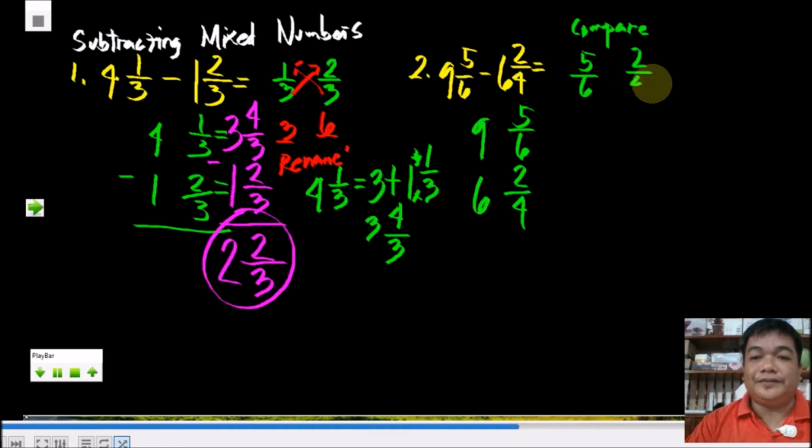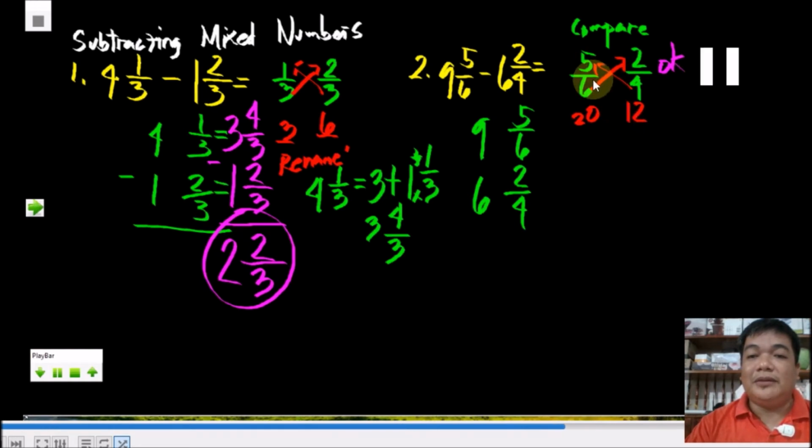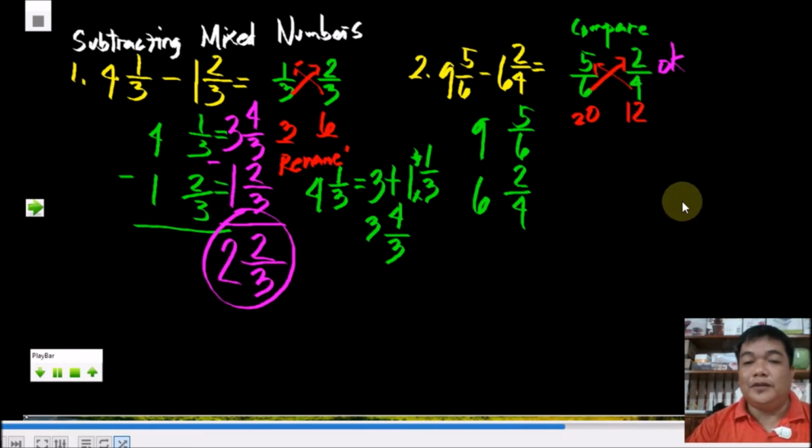4 times 5, that is 20. Then 6 times 2, that is 12. So we can see here that for 5/6 the product is 20, and for the second fraction the product is 12. So 20 is greater than 12. It means that 5/6 is greater than 2/4. Now, it's okay for us to subtract, because 5/6 is greater than 2/4. Okay, let us proceed.